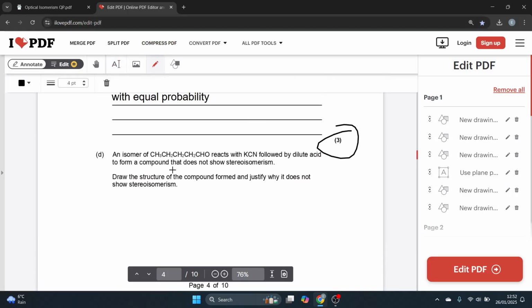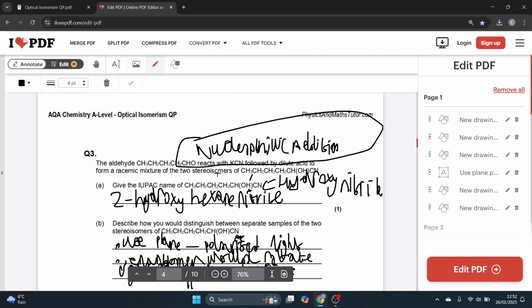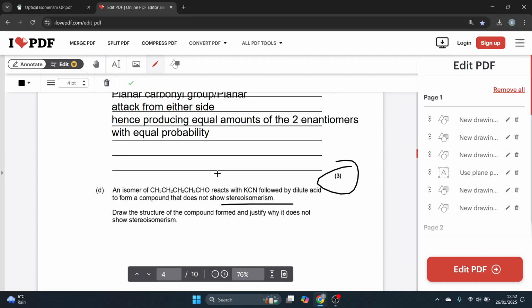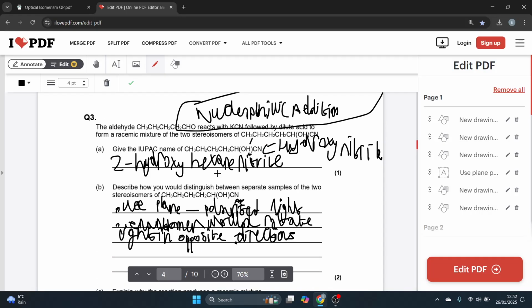Part D: an isomer of this reacts with KCN followed by dilute acid to form a compound that does not show stereoisomerism. Draw the structure formed and justify why it does not show stereoisomerism. So this reacts with KCN, so it's obviously going to be nucleophilic addition. CH3 CH2 CH2 CH2 CHO.